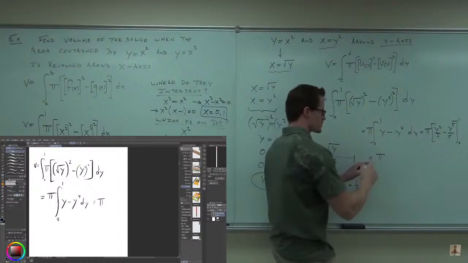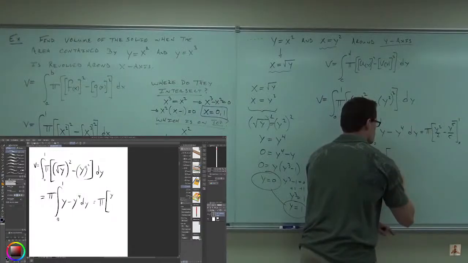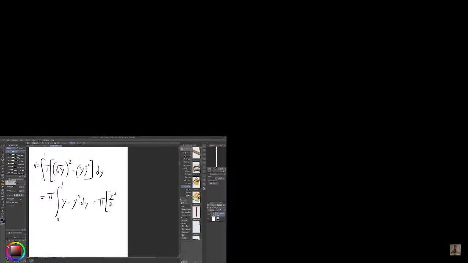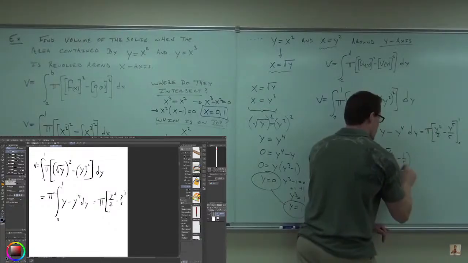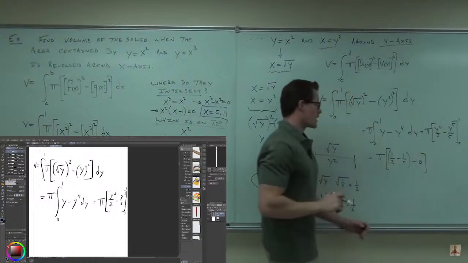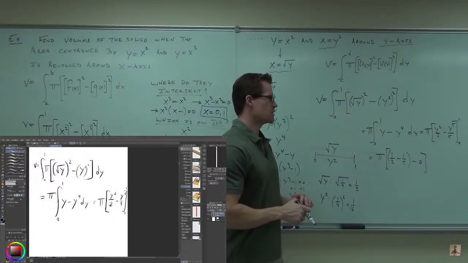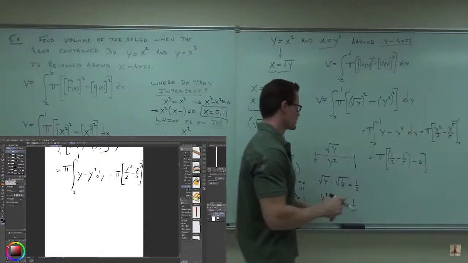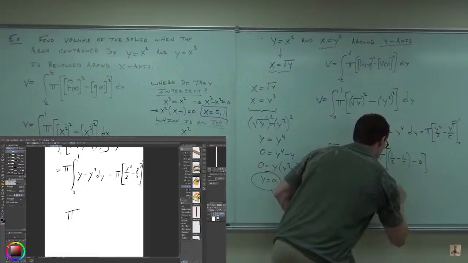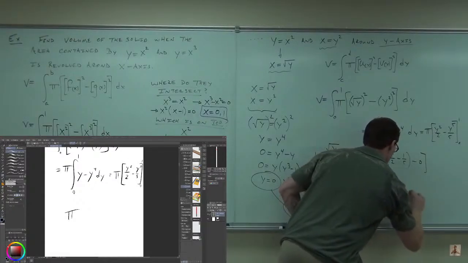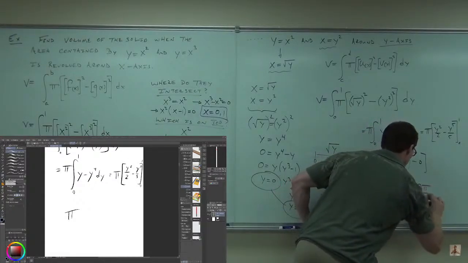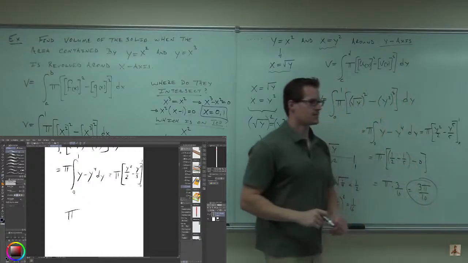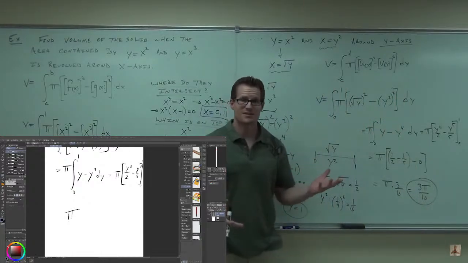Let's plug in the 1 first. That's what it says to do. So we're going to do 1 squared over 2. That's just 1/2. Minus 1 to the 5th over 5. That's just 1/5. I'll check the 0, but I know I'm getting 0 minus 0. That's still 0. 1/2 minus 1/5 should be 3/10. Bam. Not too bad. Not too bad.